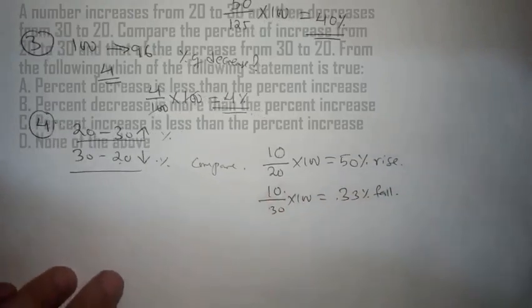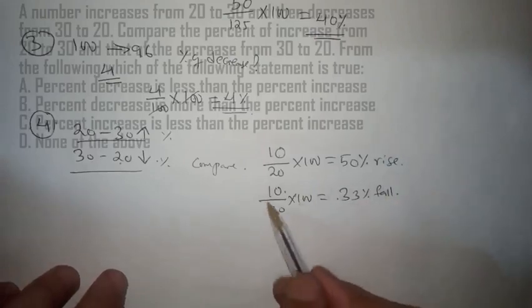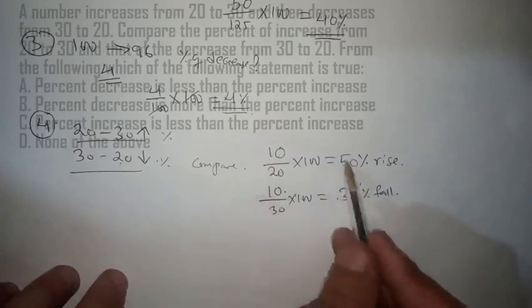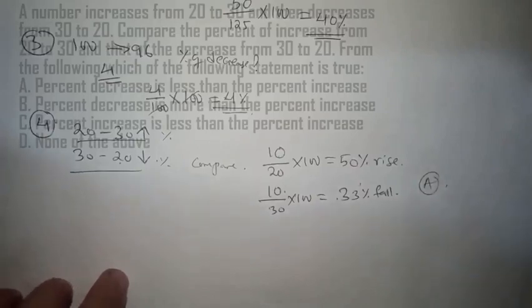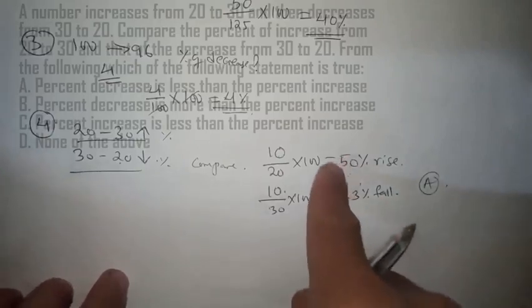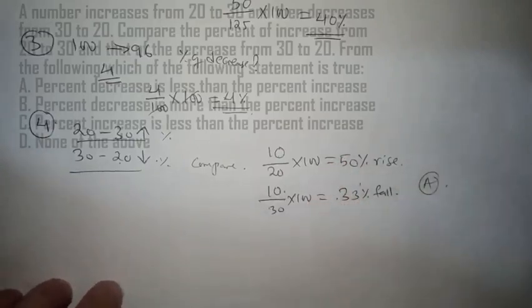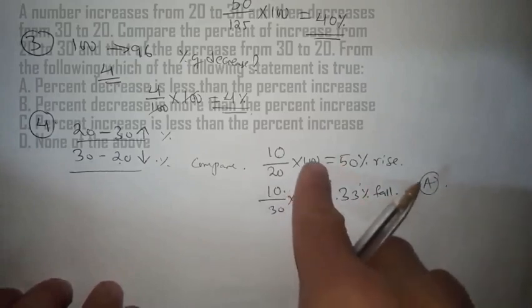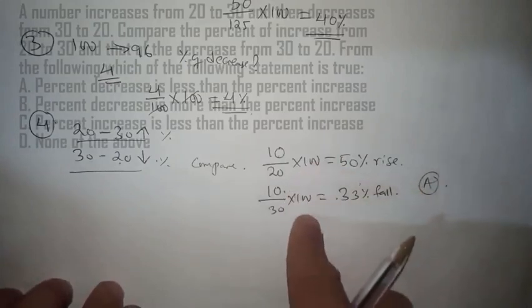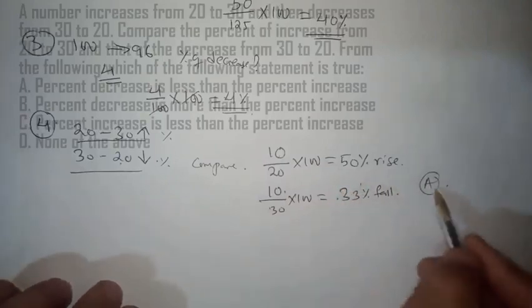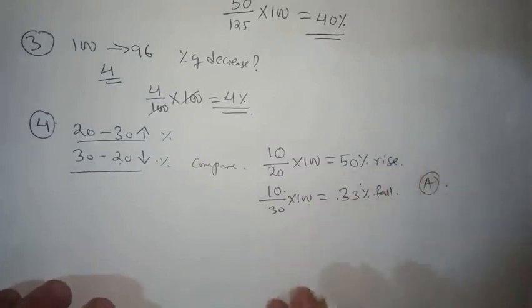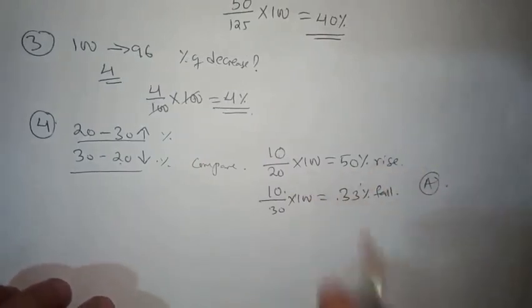So option A: percent decrease is less than percent increase. So option A is the correct answer. Option B says percent decrease is more than percent increase, which is false. Percent increase is less than percent decrease is false, and none of the above is false. So option A is correct.